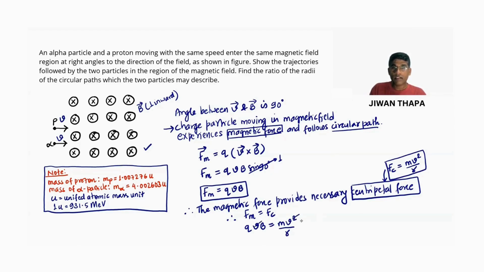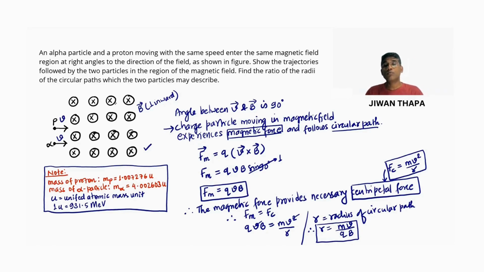So let us simplify this. Therefore, we can write R, which is the radius of the circular path, equals M V by Q B. So we have this, clear? We are asked to find the ratio of the radii of the circular paths which the two particles may describe. So I'm writing this expression this way. Let us call it equation 1.